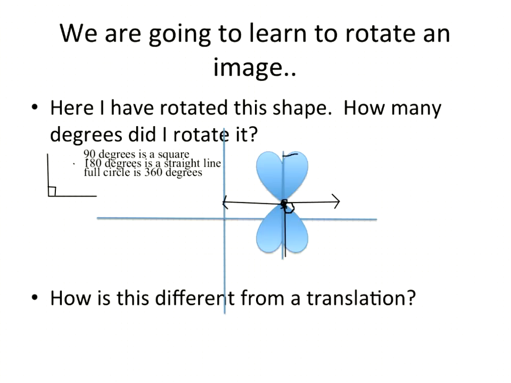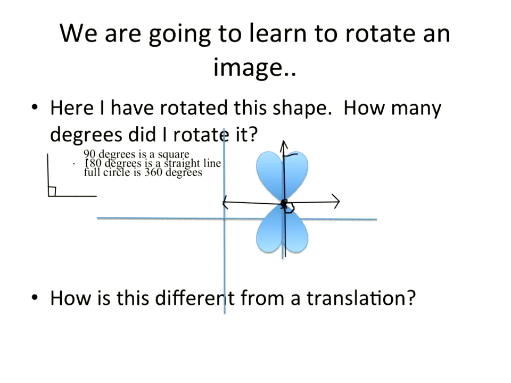Any thoughts on that? Three-quarters of a circle. Add another 90 on. It's going to be 270 degrees. And then if I brought the thing all the way back around to here, that would be 360 degrees. So you can see when we rotate, we take one point and we rotate the whole thing.